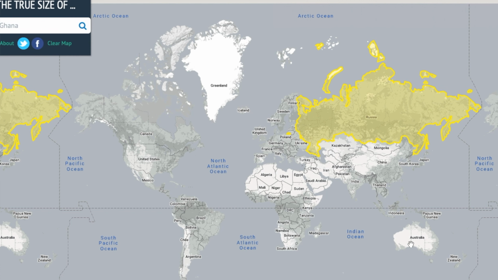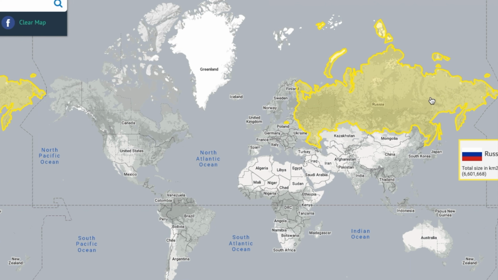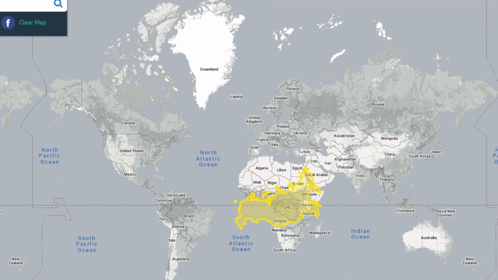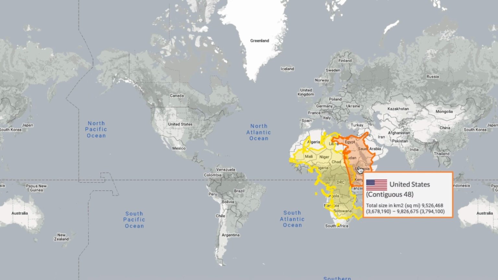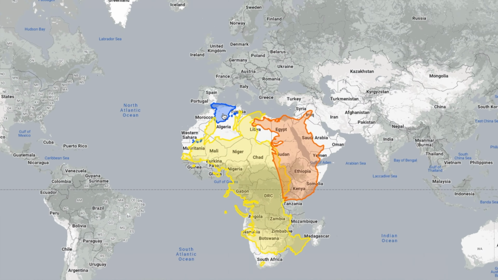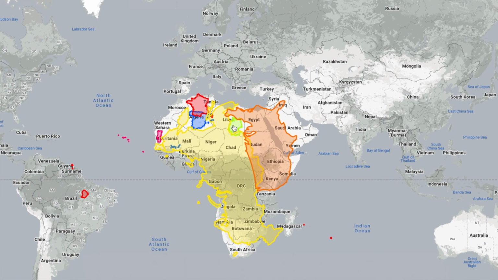And now let's look over at Russia. Undeniably massive. Or is it? Well, in actual fact, Russia fits comfortably inside Africa. We can even add mainland USA into there with room to spare. How much room to spare, you ask? Well, let's go ahead and stick most of Europe in there.